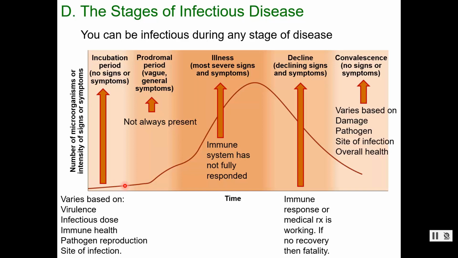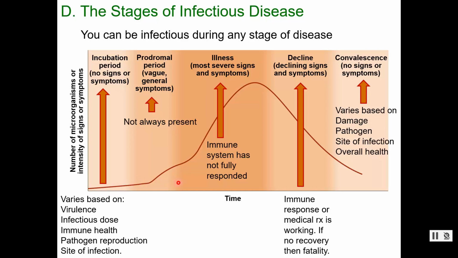Some pathogens have a very quick incubation period. Some pathogens have a very long incubation period, and that's one of the things that's so challenging with COVID-19: the incubation period can be anywhere from 3 days to 14 days, which is a very long incubation period, which is why people need to self-quarantine after exposure for 2 weeks to make sure that they're not still in this incubation period.